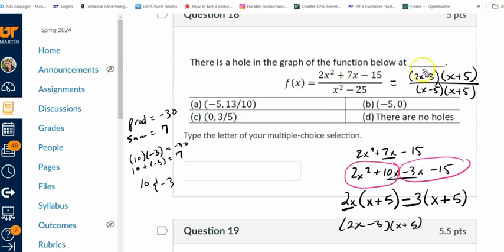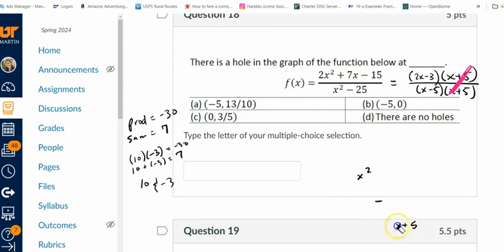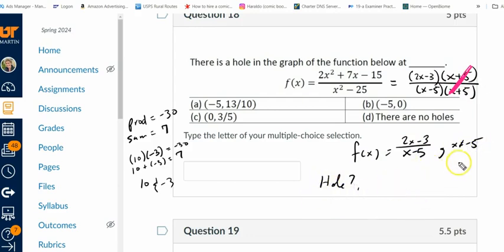So I have cancellation. There's one cancellation, there's one hole in the graph. And where does the hole in the graph happen? Well, I can only make that cancellation if x was not equal to negative 5. So my refined graph is, and x is not equal to negative 5. Now where's the hole? The hole is going to be at x equals negative 5.